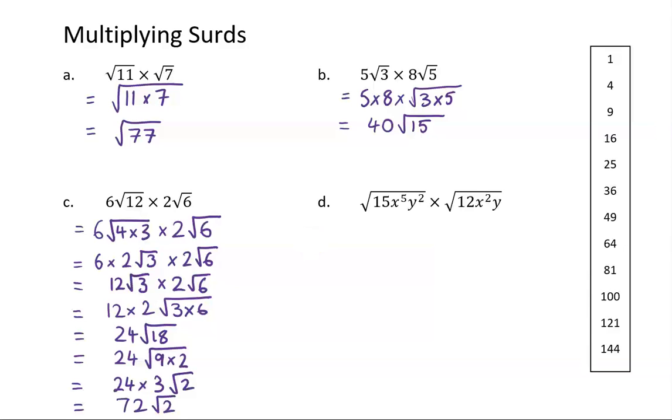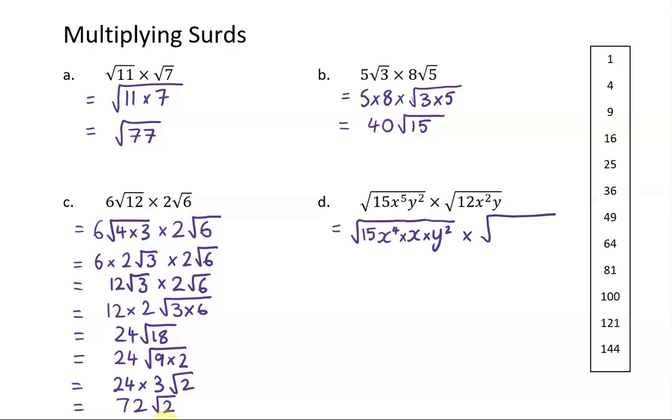Our final example is a little bit trickier. It's the algebraic example. So we'll start by once again simplifying our surds if we can. We always want to start there. So we have square root of 15. 15 doesn't have any square factors, so we'll leave it under the square root. X to the power of 5, we can write that as x to the power of 4 times x, times y squared, that's already a square term. So x to the power of 4, that's a square term now, and y squared is a square term.